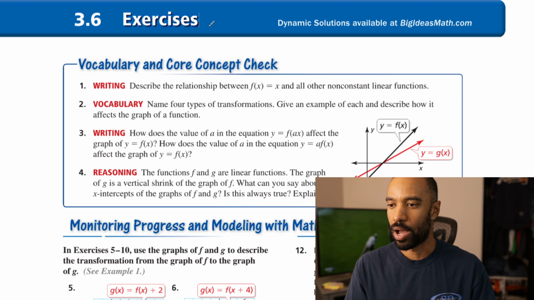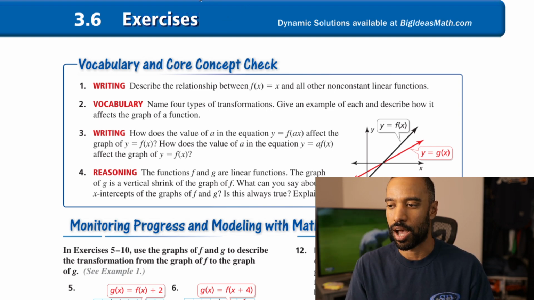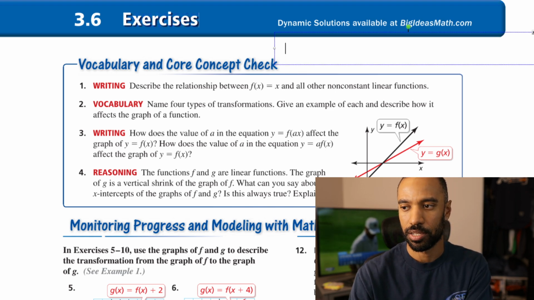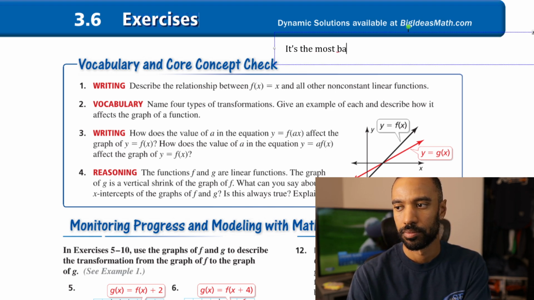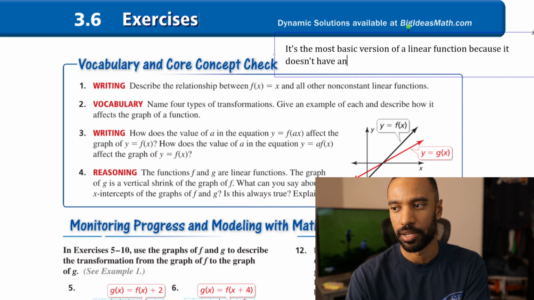Okay. Number 1, describe the relationship between f of x equals x and all other non-constant linear functions. So f of x equals x is the most basic version. I'm just going to write it right here. It's the most basic version of a linear function because it doesn't have any transformations applied.